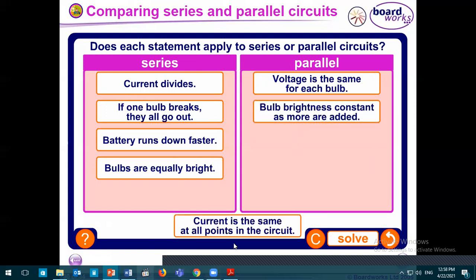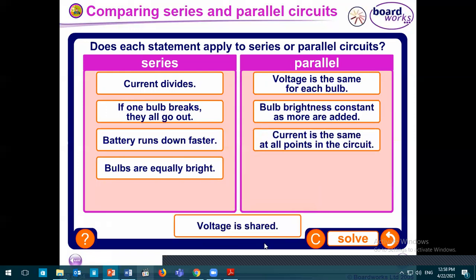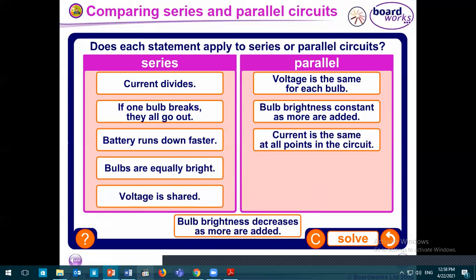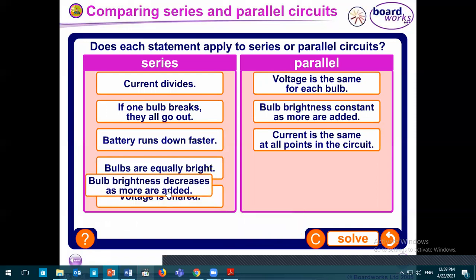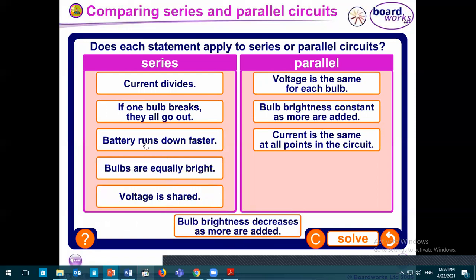Okay. Current is the same at all points in the circuit. I think we should add it here. Voltage is shared. We should add it here. Bulb brightness decreases as more are added. Parallel. I think we should add it here, right? In the series. So because that means there is a point here that we need to move it to parallel. What do you think? Bulbs are equally bright.